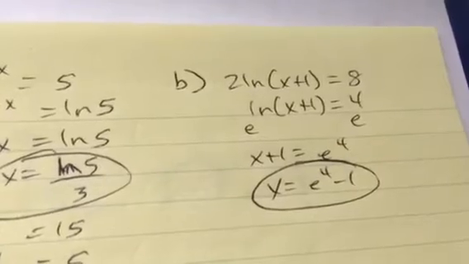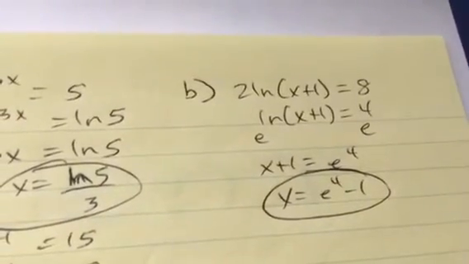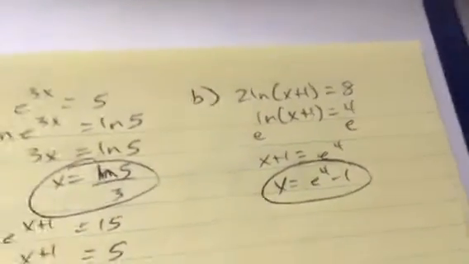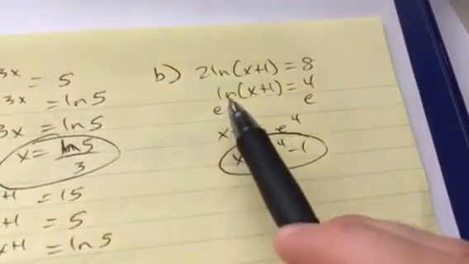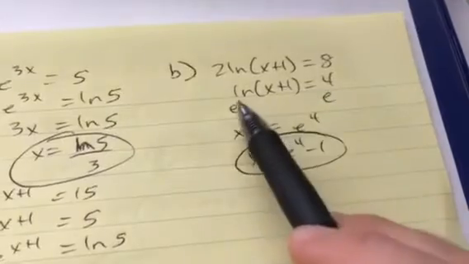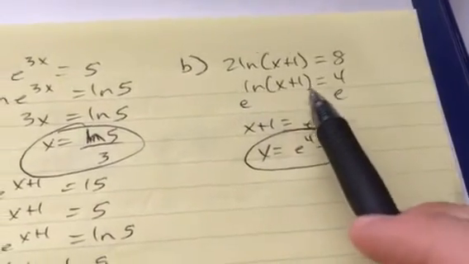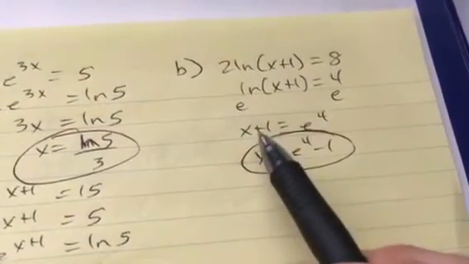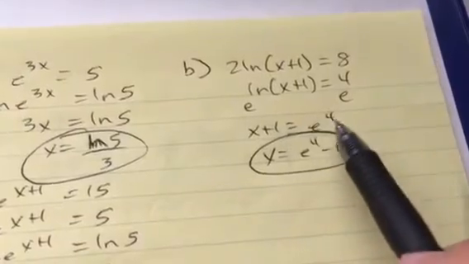On b, divide both sides by 2 first, then attach e as a base. Attach e, so we would have this part first. Natural log of x plus 1 is 4. To get rid of natural log, attach e as a base there, e as a base there. That exponent, x plus 1, comes on down, equals e to the 4th, and just subtract 1.